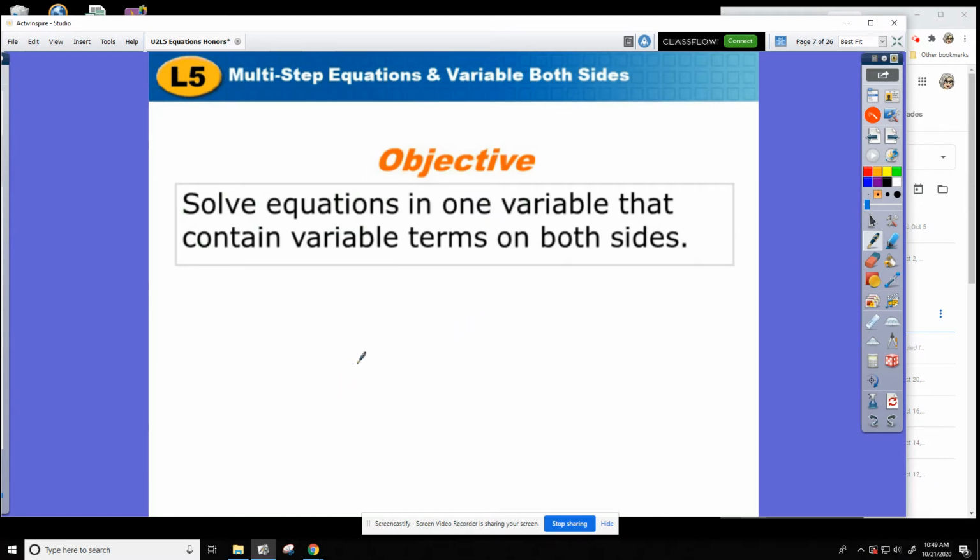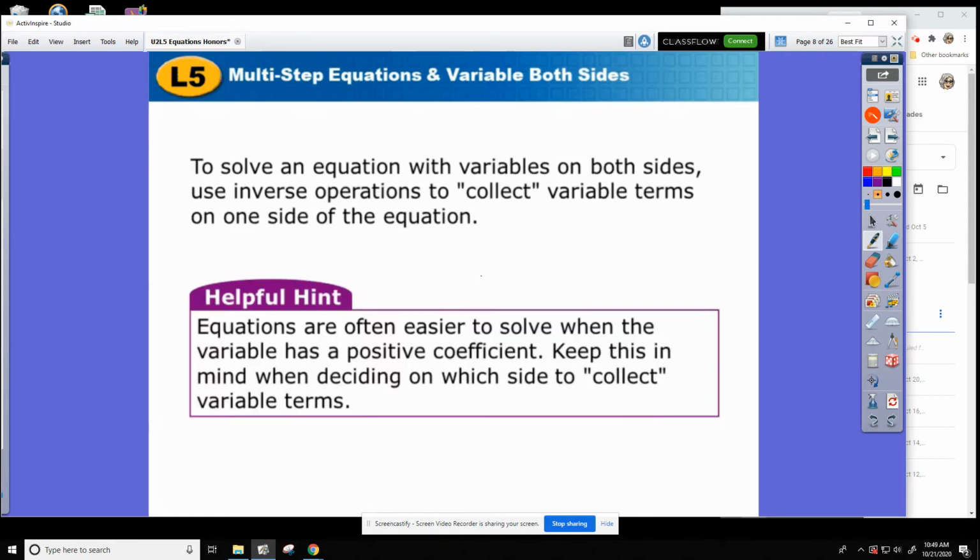Okay, so the objective today is solve equations in one variable that contain variables on both sides. So what we've been doing so far, the variables on one side. What we're going to do now is solve with variables on both sides. So to solve it with both sides, first you collect your terms on each side. You simplify each side as much as you can before you start solving and start moving things across the equals and adding and subtracting, doing the opposite. So you want to make sure each side of the equation is as simple as you could get it.